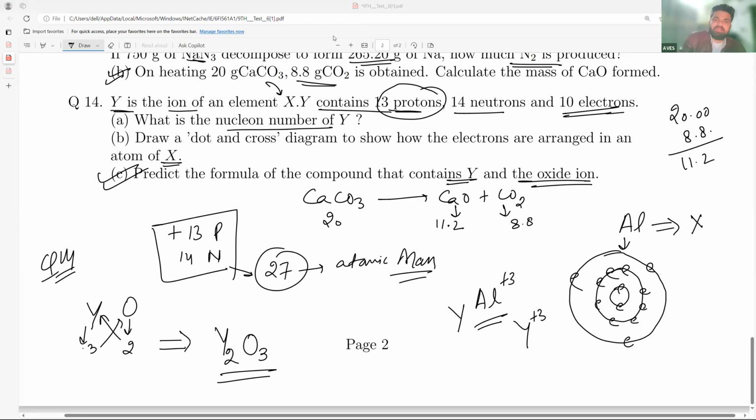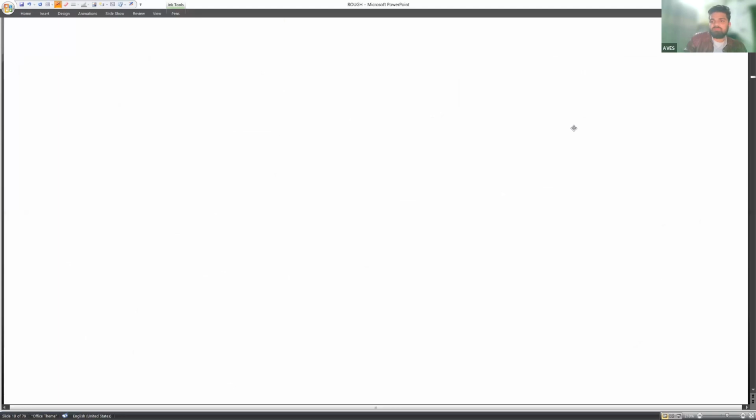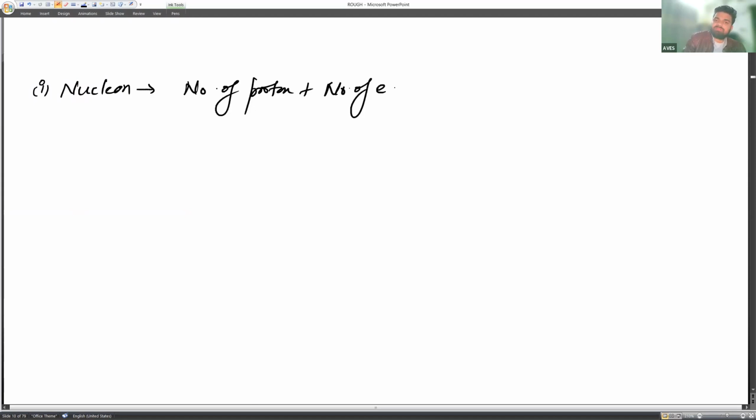So we can write it this way. So in the previous question, the first part is nucleons. Nucleon is the number of protons plus the number of neutrons. It has 13 protons and the number of neutrons is 14. So that would be 27.